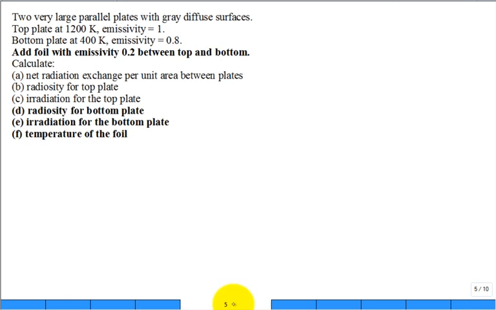These questions aren't easy, are they? Here's 3 additional questions. What is the radiosity for the bottom plate? Well, the bottom plate was numbered 4. So what are they asking me to solve for? What symbol do I want to use? And what are the SI units for it? J4 in watts per meter squared. So how about the irradiation for the bottom plate? What is that? Isn't that G4? And then what is the temperature of the foil? The temperature of the foil.